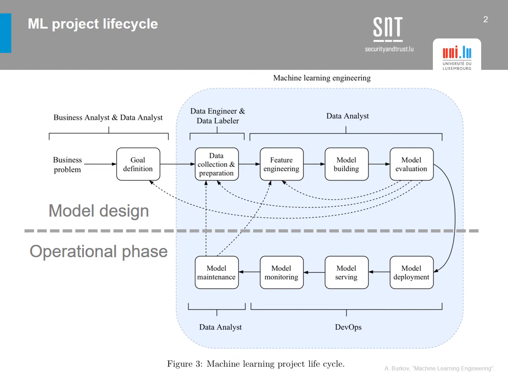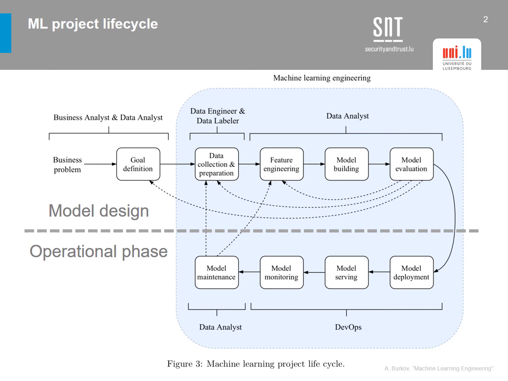Let's go deeper. We can see that we first start with the business problem. It can be an academia problem as well. And then we define a goal. We then continue to follow it step by step: data collection and preparation, feature engineering, then model building and model evaluation. This is the first phase, the model design phase, which allows us to build a model.